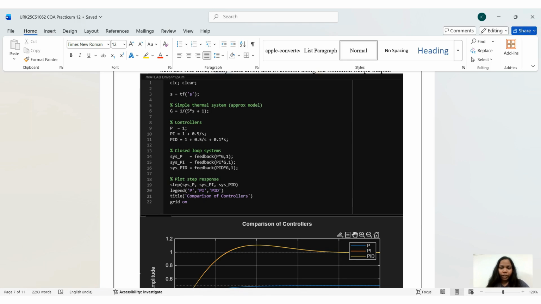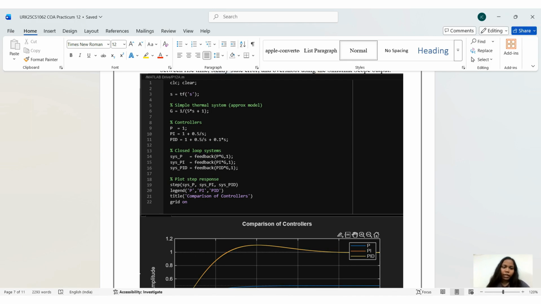term that predicts future error changes, thereby decreasing overshoot and improving stability. Hence, each controller has its own advantages depending on the system requirement.